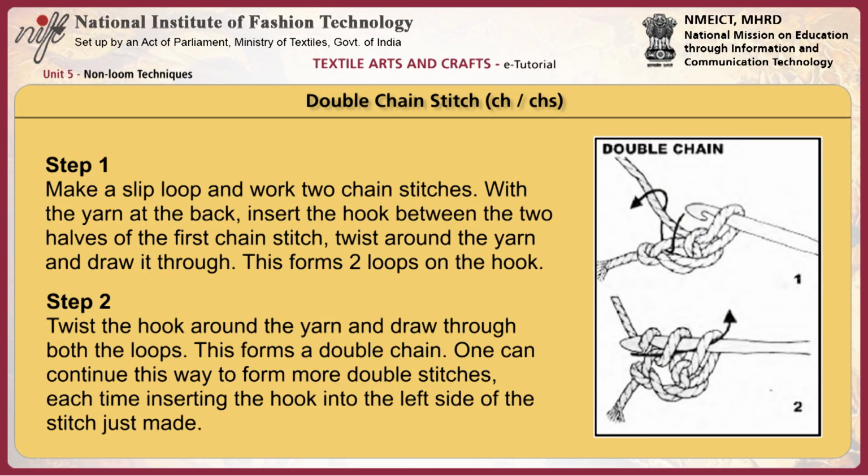First, make a slip loop and work 2 chain stitches. With the yarn at the back, insert the hook between the 2 halves of the first chain stitch, twist around the yarn and draw it through. This forms 2 loops on the hook. Twist the hook around the yarn and draw through both the loops. This forms a double chain. One can continue this way to form more double stitches, each time inserting the hook into the left side of the stitch just made.